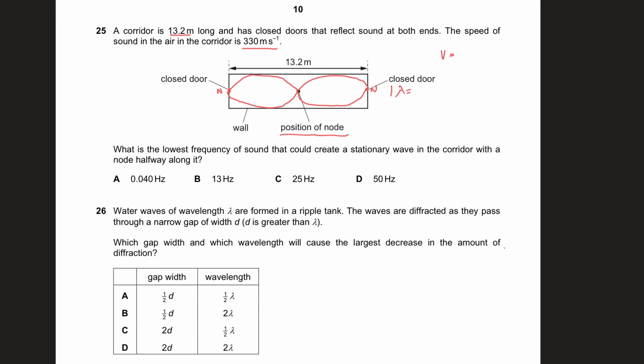Since 1 lambda here is 13.2 meters, using the formula v = f lambda, v is 330, frequency is unknown, the wavelength is 13.2. f is equal to 25 hertz. C.